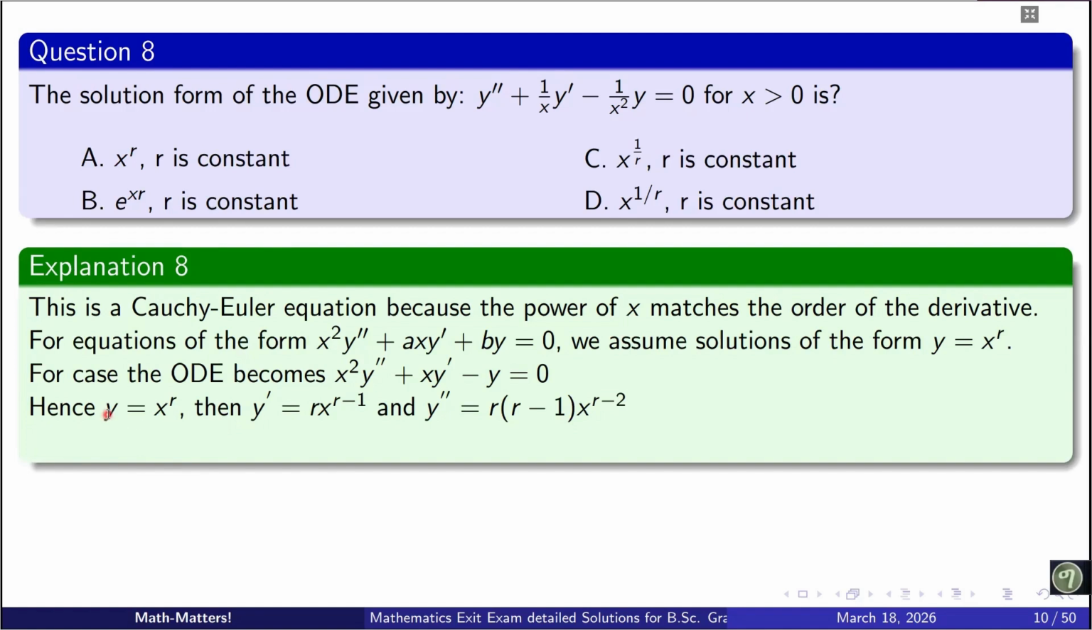Then if we let y be x to the power of r, the first derivative of y with respect to x would be r times x to the power of r minus 1, and the second derivative would be r times r minus 1 times x to the power of r minus 2. Then to find the values of r, you can substitute these derivatives and simplify. Anyways, the solution form of the given ordinary differential equation is y is equal to x to the power of r. I think the answer for this one could be A.